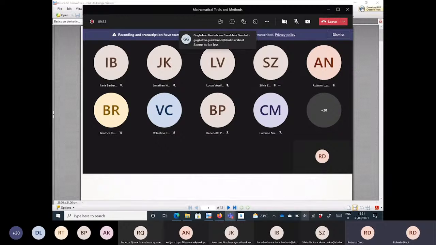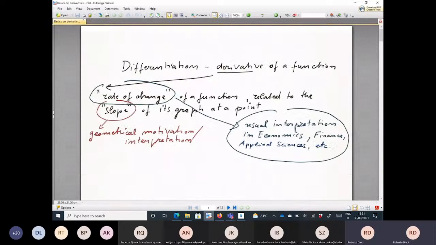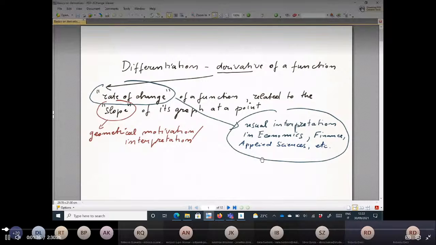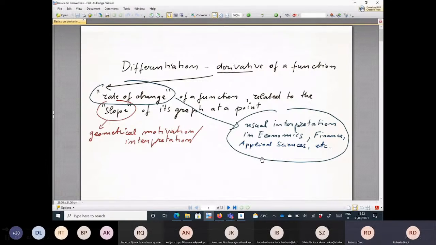So let me just start with this. Some of you already know what derivatives are, some not, but what I want to point out here is not a theory of derivatives of a one variable function, but to present you the basic notions and methods for basically applied stuff.